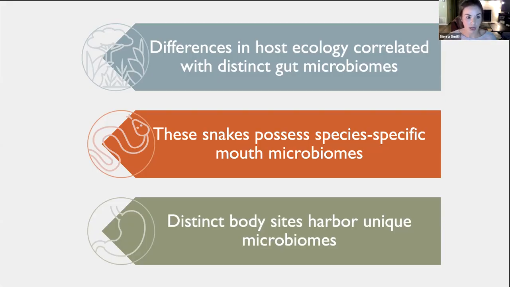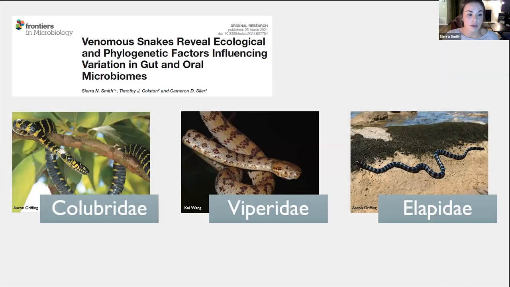So in summary, differences in host ecology did correlate with distinct gut microbiomes, and these snake species did possess species-specific gut microbiomes, and the distinct body sites did have unique microbiomes. Results from this study, which are again published, indicate that oral and gut microbiomes differ among host species occupying distinct habitats.